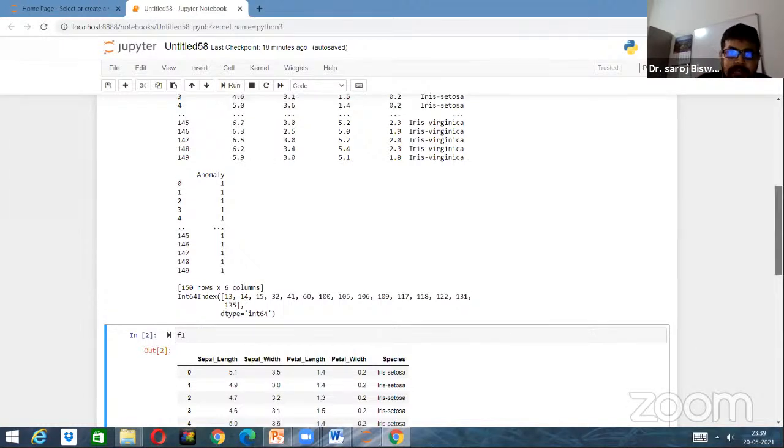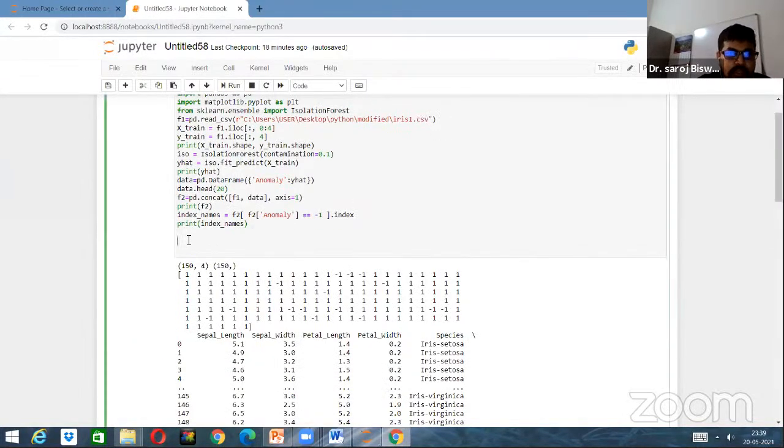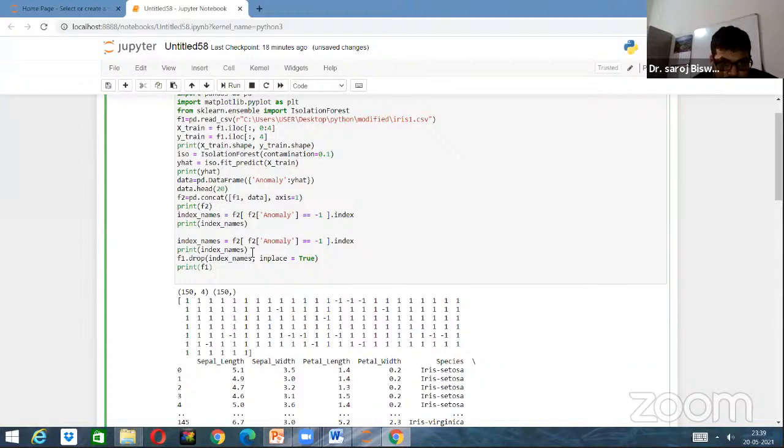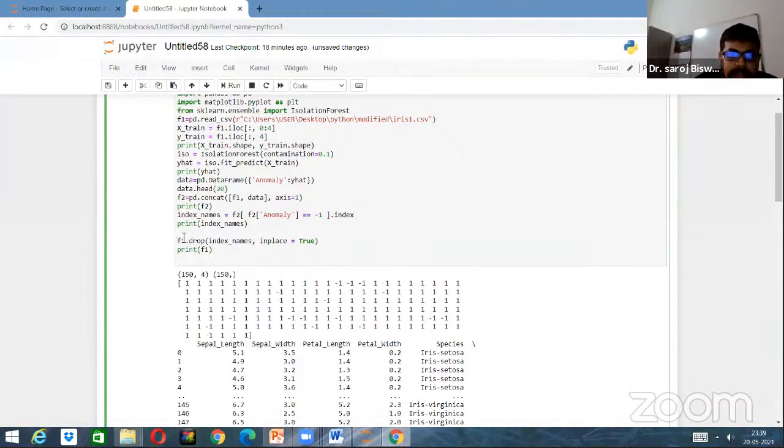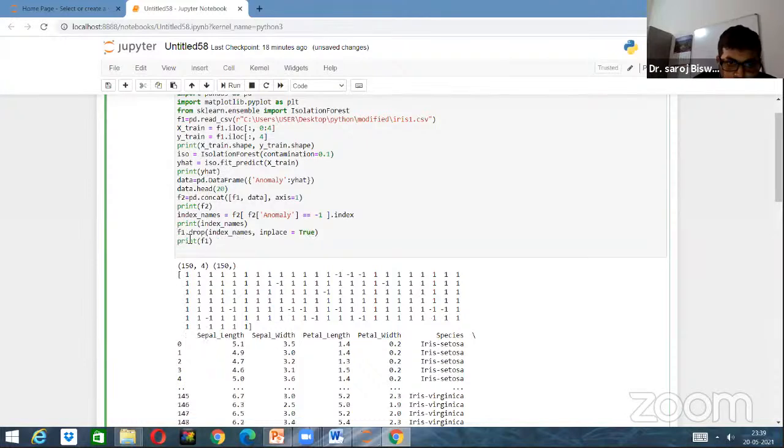So now what's our objective? Our objective is to remove those things, drop those things, right? Simply we can drop here. So F1.drop the index names. Which ones are we going to drop now? The index names. Already we have seen the index names, having the indexes where the value of anomaly equals -1, meaning these are the outliers. And then I have written a comma, inplace equals True.